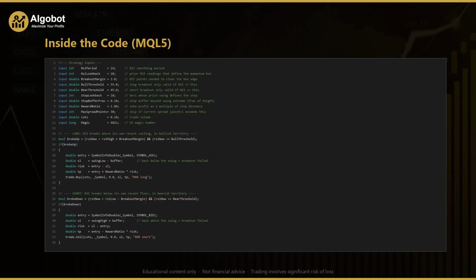Let's look at the actual MetaTrader 5 code on screen, just as you'd see it in MetaEditor. At the top are the input parameters, the dials you can adjust. RSI period sets the smoothing of the indicator, here 14. RsiLookback, set to 20, is how many prior RSI readings define the momentum box.